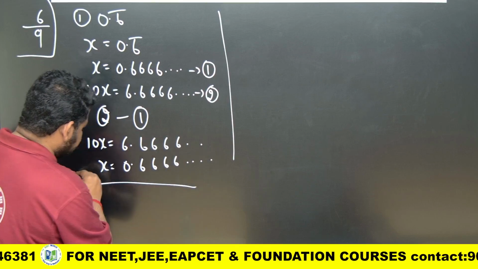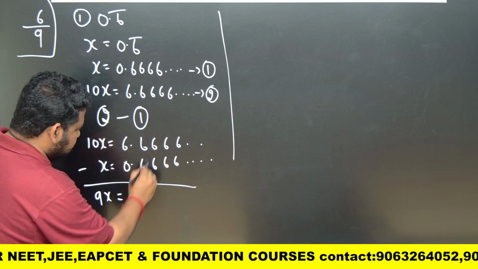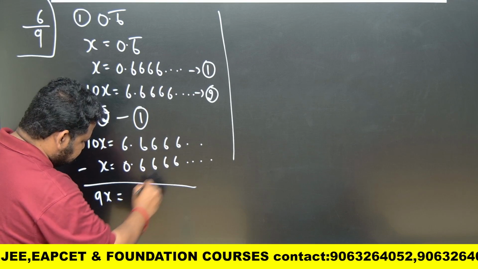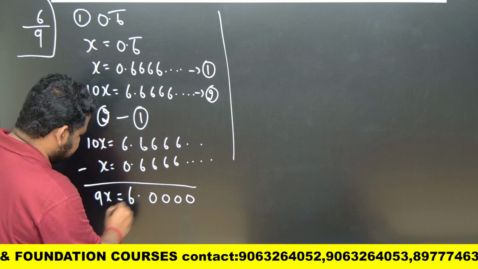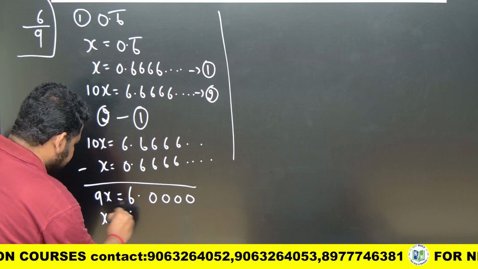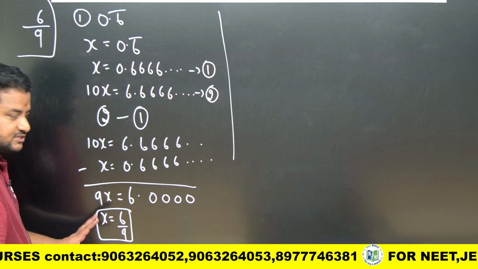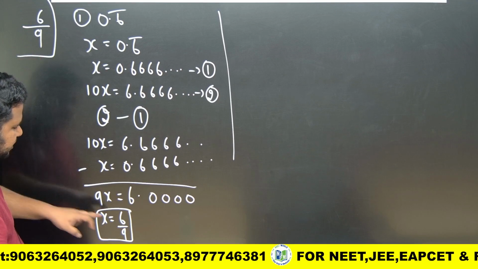If I subtract, what I will get, friends? 10x minus x is 9x. Now 666 minus 666, this will be 0 itself. Everything will be 0. 6 minus 0 is 6 itself. So x will be equal to 6 by 9. This is the answer to this question. The same thing I got here, 6 by 9.